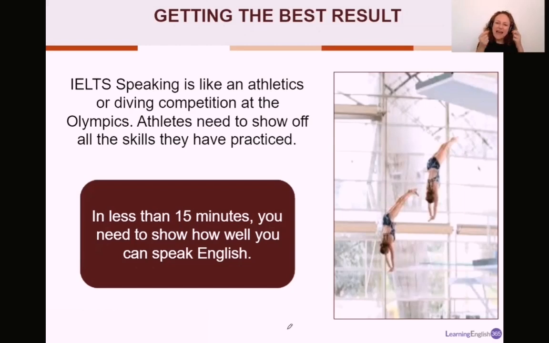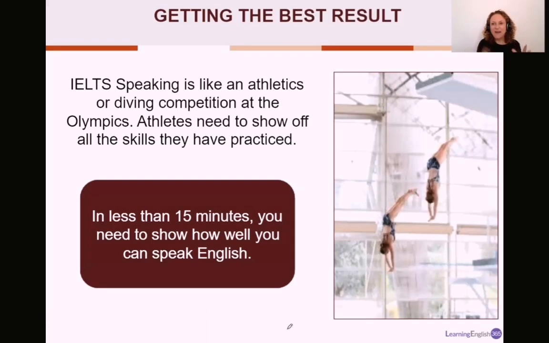But where the competitive edge comes in is that it's for you to show off what you know. You show off the skills that you have practiced. And this comes back to it. Practice, practice, practice. Because you will have less than 15 minutes to show how well you can speak English.